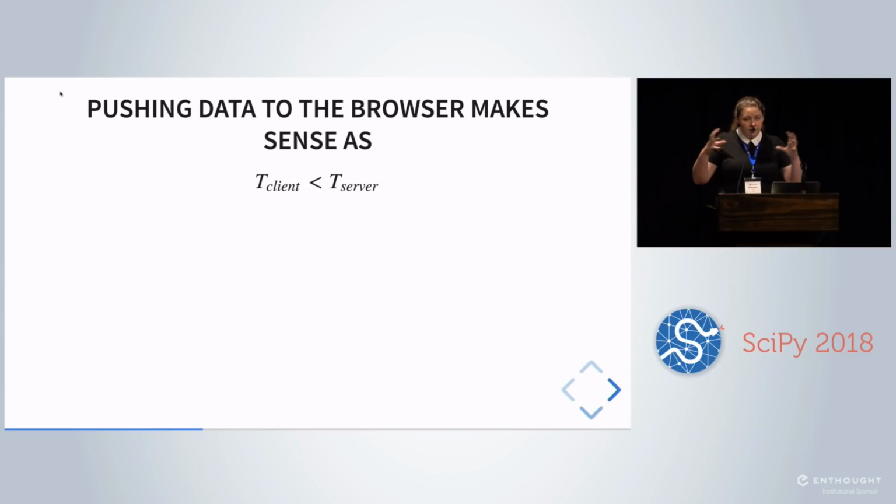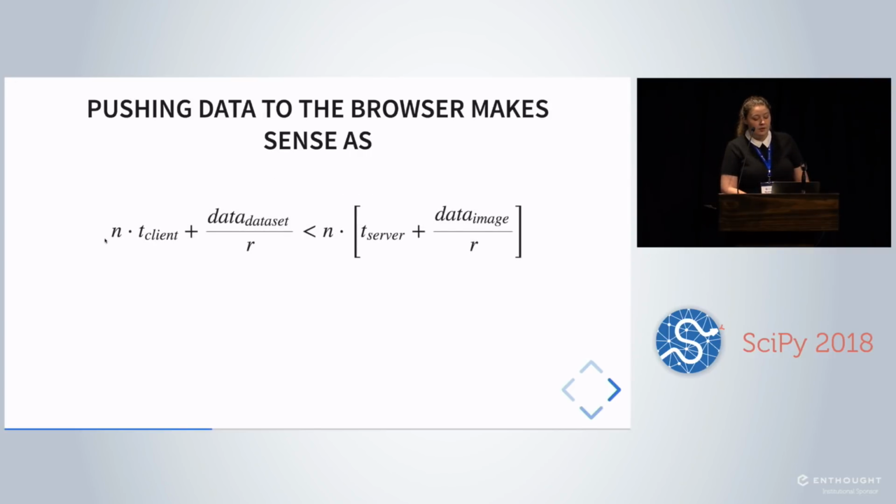So I've condensed those small t's in the previous slide into two big chunks that I think are interesting. There's the number of interactions times T-client, the time to calculate the image on the client side, so in the browser. And then we add the time for the data: how large the chunk of data we're sending from the server is, divided by whatever our speed is. So if we have an extremely fast internet connection, this is going to be a very small component.